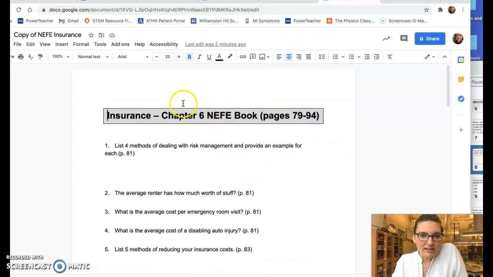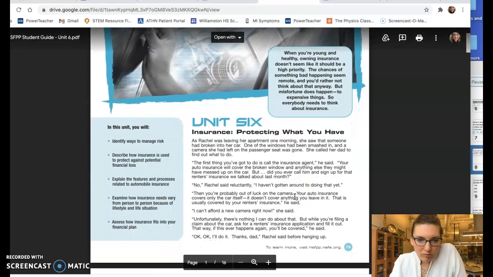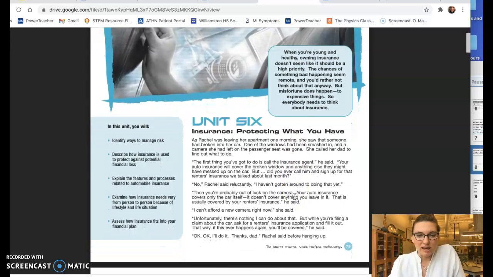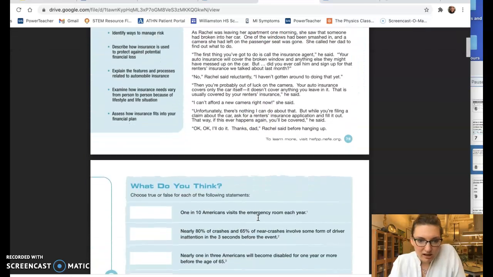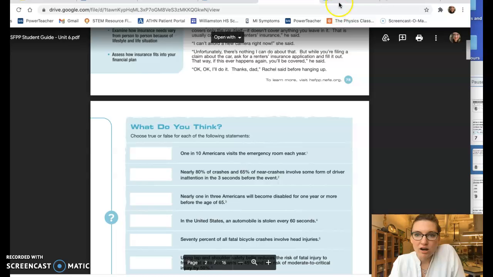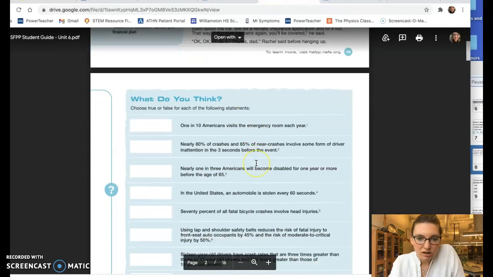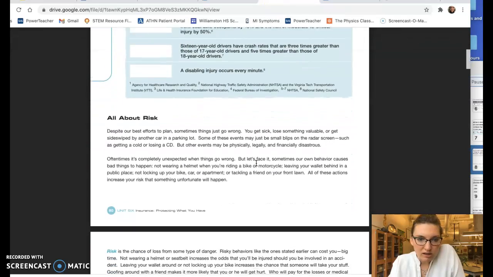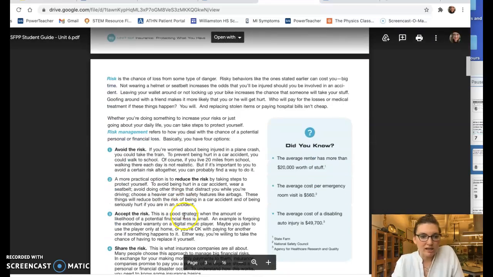Let's look at the thing that we're supposed to fill out today. List 4 methods of dealing with risk management and provide an example for each. I'm going to practice good reading skills, read the headlines and scan this stuff. I'm looking for 4 methods of dealing with risk management and an example for each. Okay, I see risk management. Okay, I see 1, 2, 3, 4.